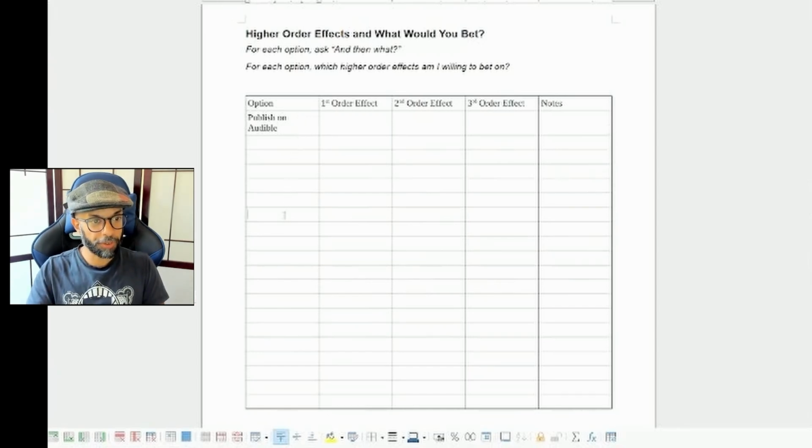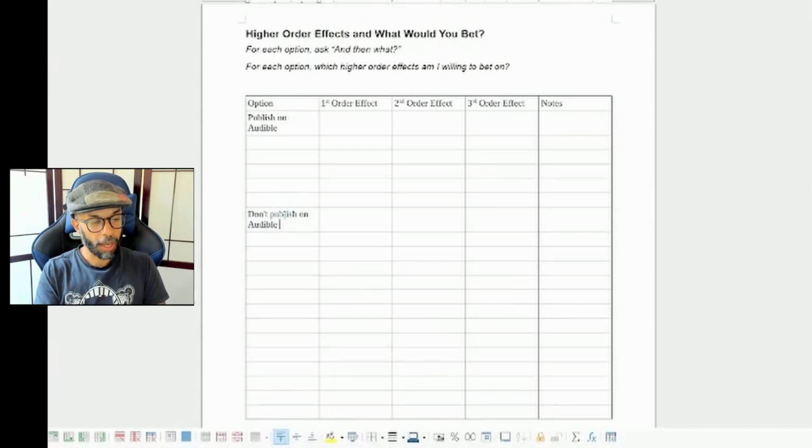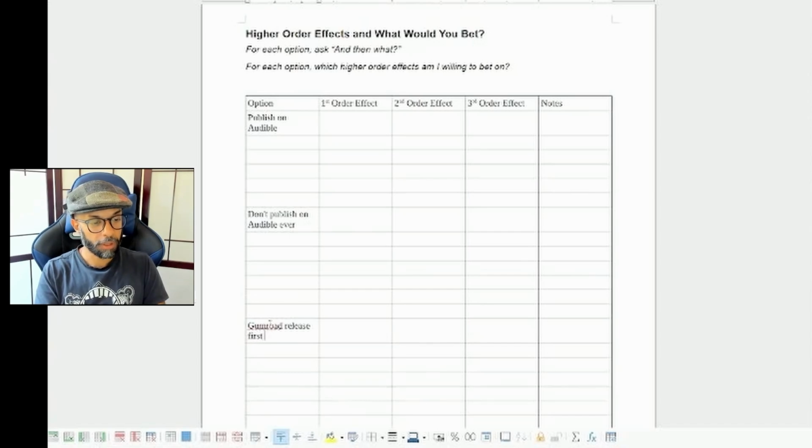And I usually leave a few cells here. So the other one is don't publish on Audible. I'll say ever, just to differentiate it from this one, which is indie release first. I'll say Gumroad release first, actually. Then Audible. Yeah, I'll say something like that. Okay. So let's think about the first order effect.